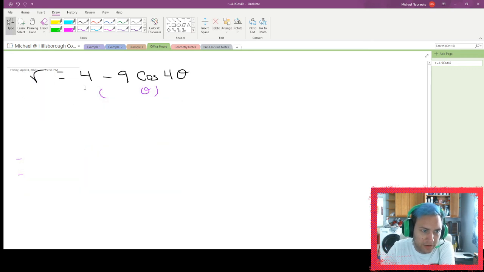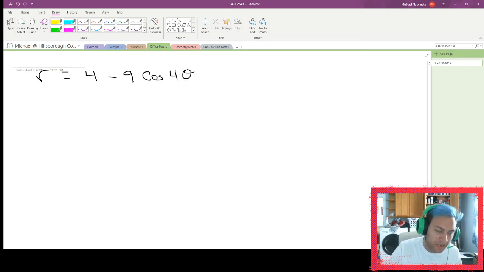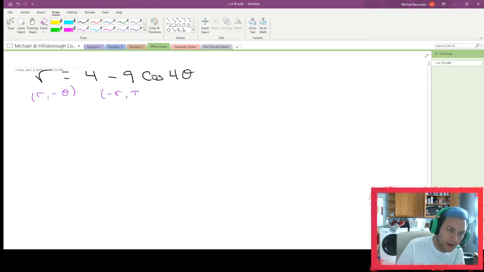Okay, let's go ahead now and confirm if this has symmetry over the polar axis. All right, so polar axis, we know that to do polar axis, we're going to replace r and negative theta, and then negative r and pi minus theta.